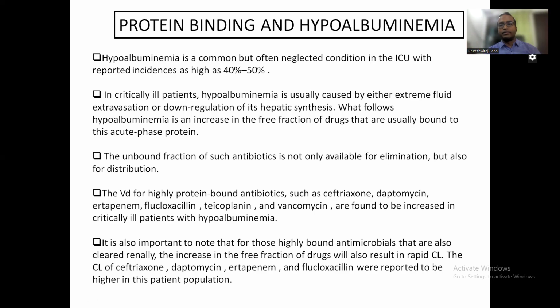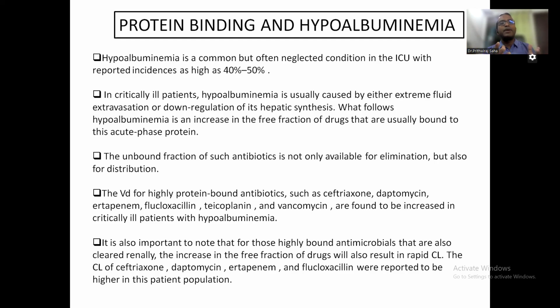When the drug was bound to protein, it could not go out of the leaky capillary into the tissue. It would have remained in the blood. So we are happy to treat a bloodstream infection with those drugs. Now the albumin level comes down and the drug is made free. So the drug will go to the kidney and get excreted, or it will go out of the leaky capillary and distribute into the tissue.